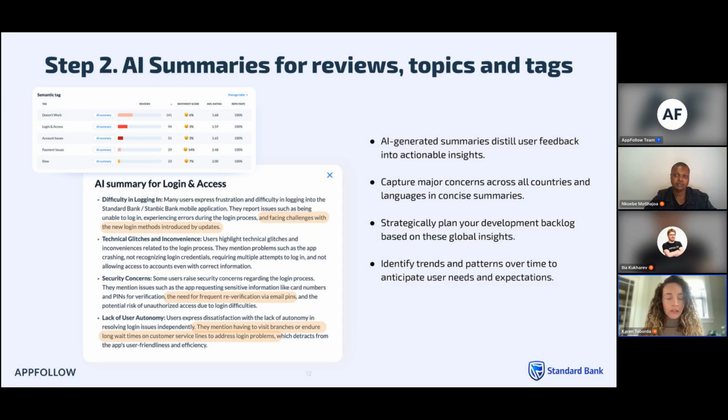It's okay. I'm happy to jump in here and talk about AI summaries for reviews. As you can see here, under semantic tags, you're able to simply click AI summary per tag, and it'll give you a summary of pretty much all of the reviews that have been tagged with this topic, and pull out the most important issues. You'll be able to understand in a very concise way what that feedback is that's being tagged as this. It's able to distill actionable insights, capture major concerns across countries and languages, pull them into concise summaries, and then strategically allow you to plan for your development and backlog.